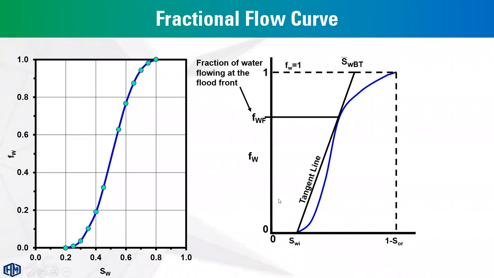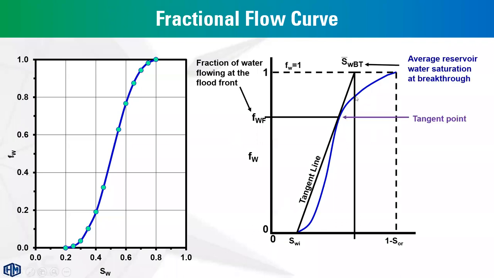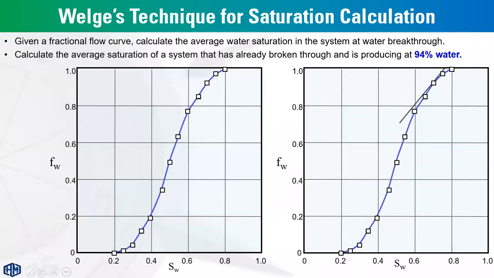As an application of the fractional flow curve, fw against water saturation, this curve can be used to predict the average water saturation at the flood front and the fractional flow at the flood front. Using this graphical technique, we get the average water saturation at water breakthrough, and this is the water saturation at the flood front. This technique is applied in this example, where we have fw against water saturation.